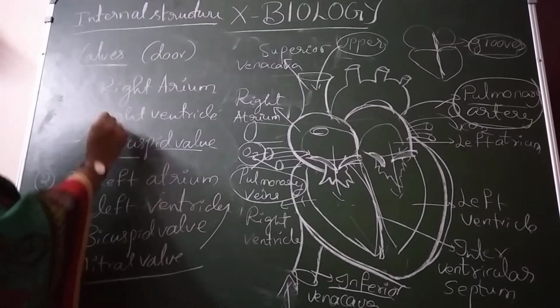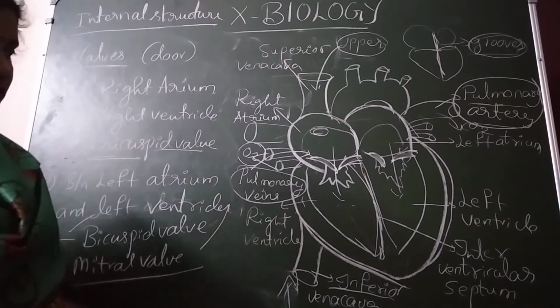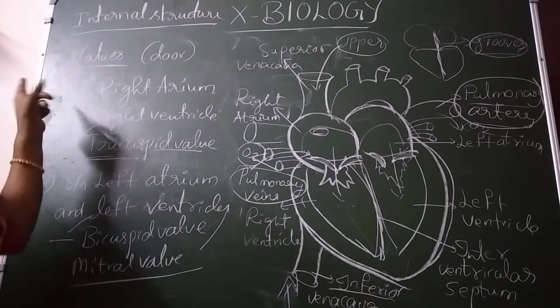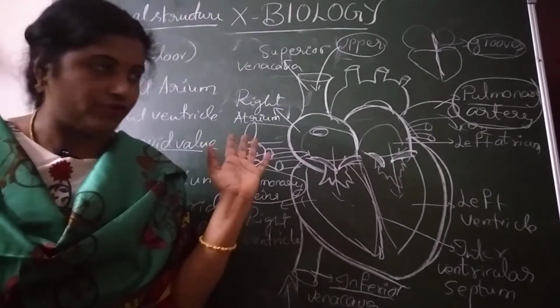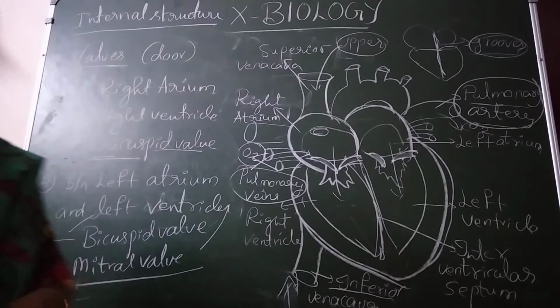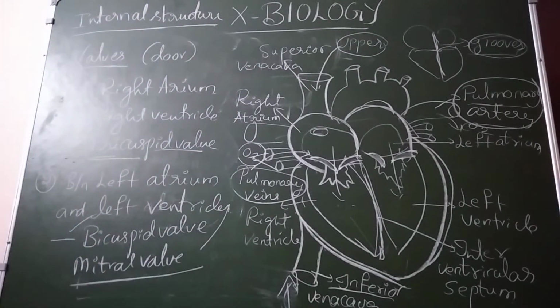Bicuspid valve and tricuspid valve are going to get the questions. Okay, so from this we will get the MCQs. From this we will get the MCQ questions. Okay, this is about the internal structure of the heart. If you want to take a screenshot, you can take.